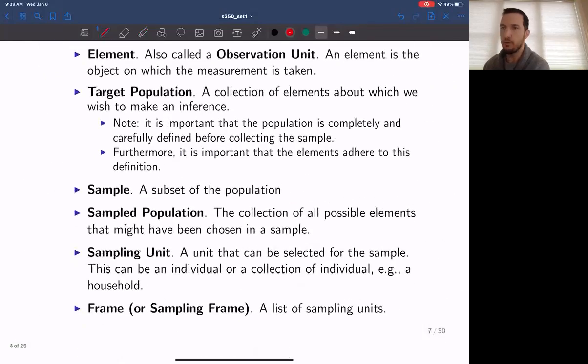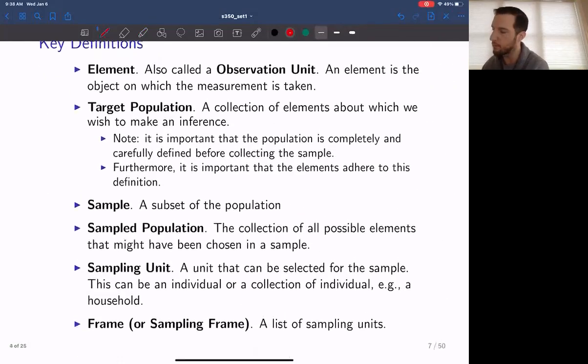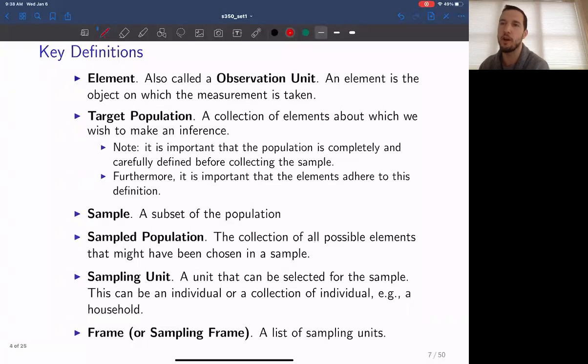Okay, so before we get into the nuts and bolts, or maybe these are the nuts and bolts, before we get into laying down drywall, we'll start with some definitions that are key to the survey sampling study. Okay, so the first definition is that of the element. So this is also the observation unit, and this is the value on which the measurement is taken. Okay, so this particular definition would also be known as, in our previous studies, the observation itself. Okay, so this is the individual, if you will, from which we have taken a measurement.